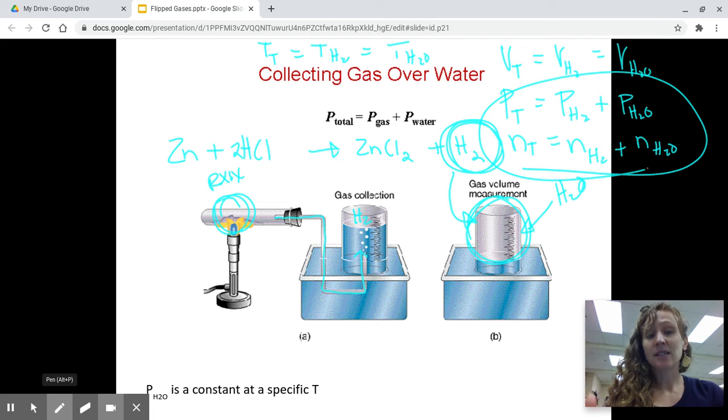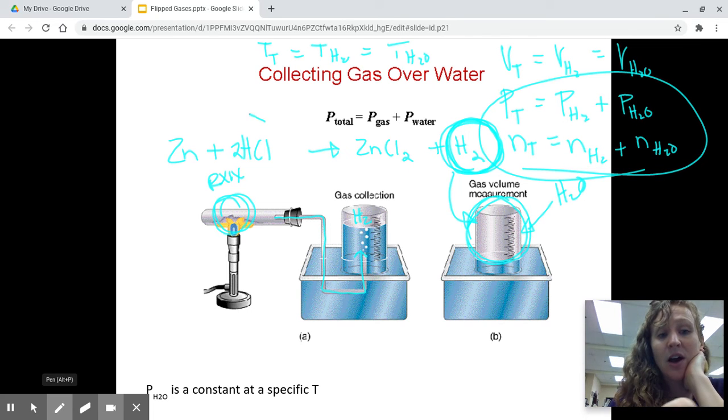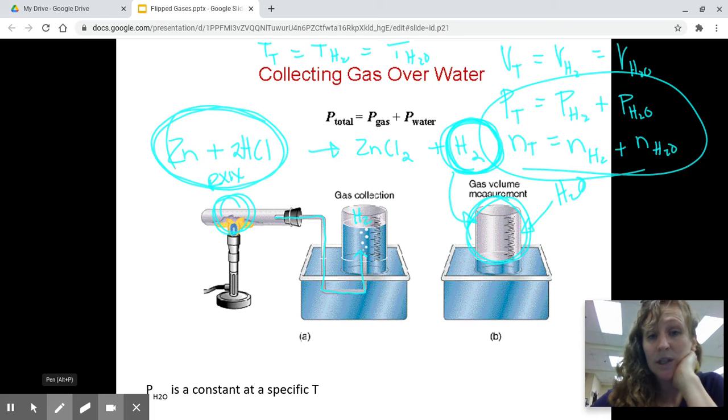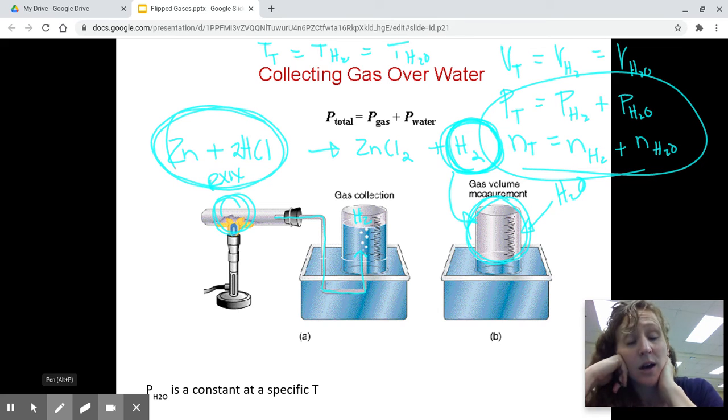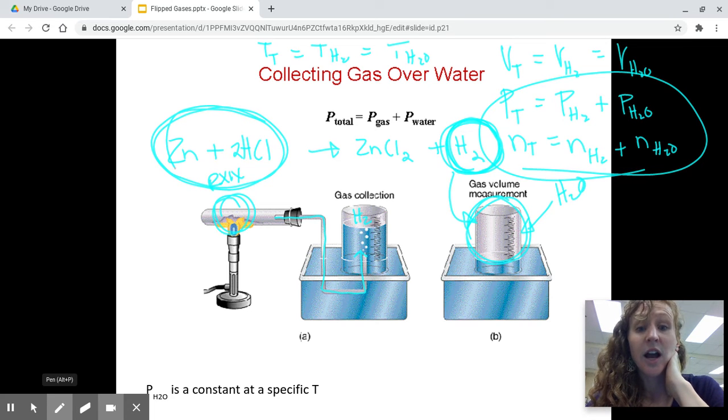So in this experiment, if we collect the moles of hydrogen, we can actually calculate backwards to figure out how much of our reactants we used, as long as we have these other components. As long as we have temperature and volume, we can figure out the moles of our hydrogen gas that we produced, and also back calculate to moles of our reactants that we started with.